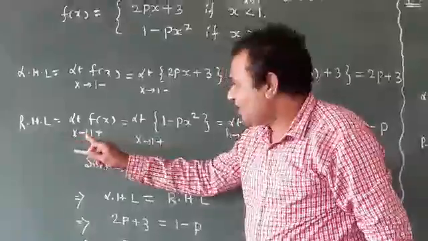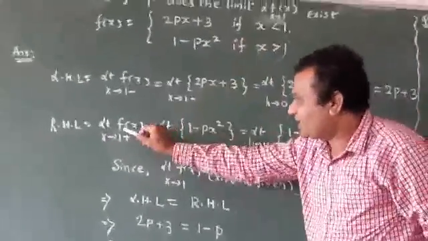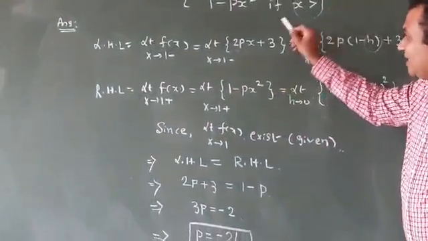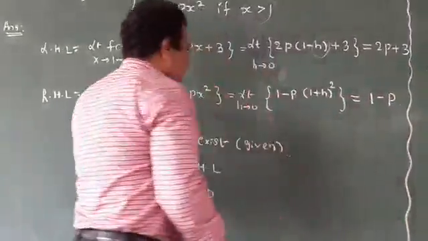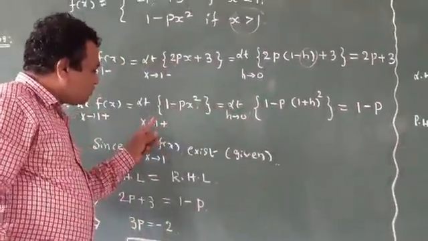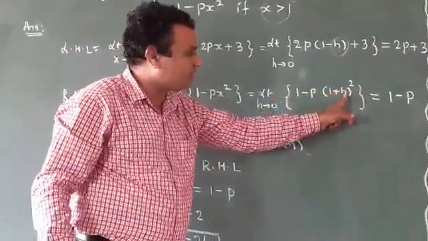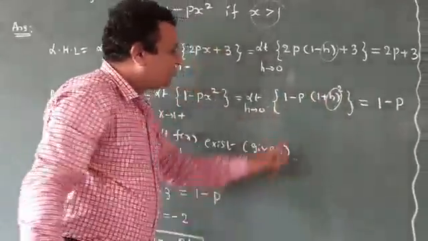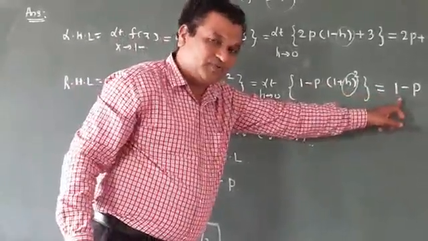Similarly, for the RHL value, we consider x greater than 1, that is 1 minus px squared. Limit of f of x as x tends to 1 plus, that is for the values greater than 1. So we consider h tends to 0, x tends to 1 plus h. In place of x, you substitute 1 plus h. Again, as h tends to 0 you get 1 minus p into 1, that is 1 minus p only.